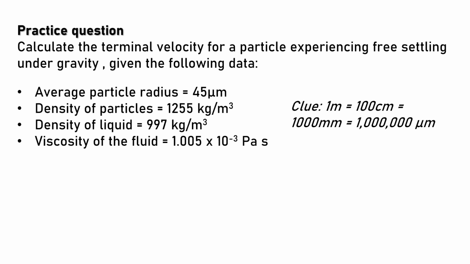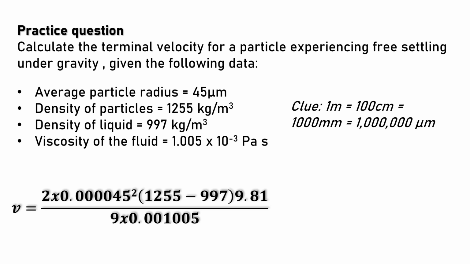Plugging the numbers into the equation, we have 2 times 0.000045 meters squared. So 2 times the radius squared. We then times that by the difference in density between the particles and the liquid. So 1255 is the density of our particles and 997 is the density of our liquid. And we then times that by our acceleration due to gravity. On the bottom part of our equation, we then have 9 times the viscosity of the fluid, which is 1.005 times 10 to the minus 3 Pascal seconds.